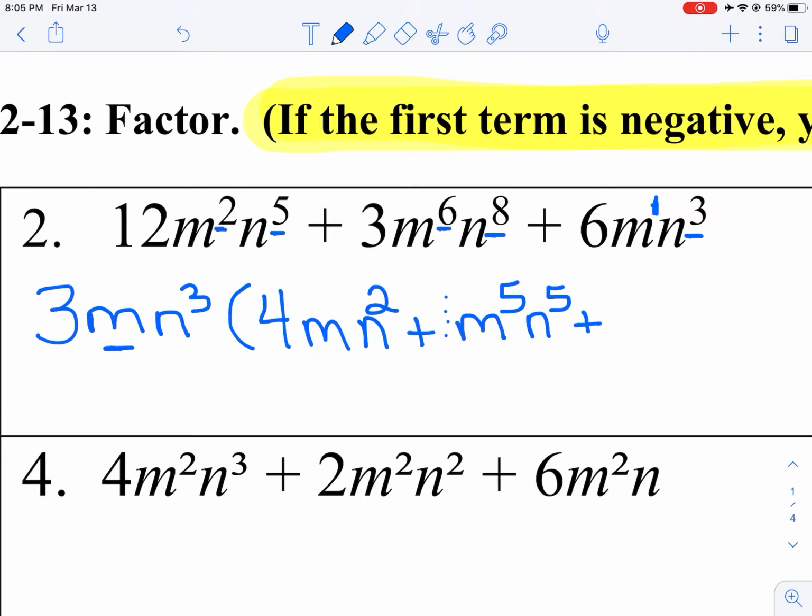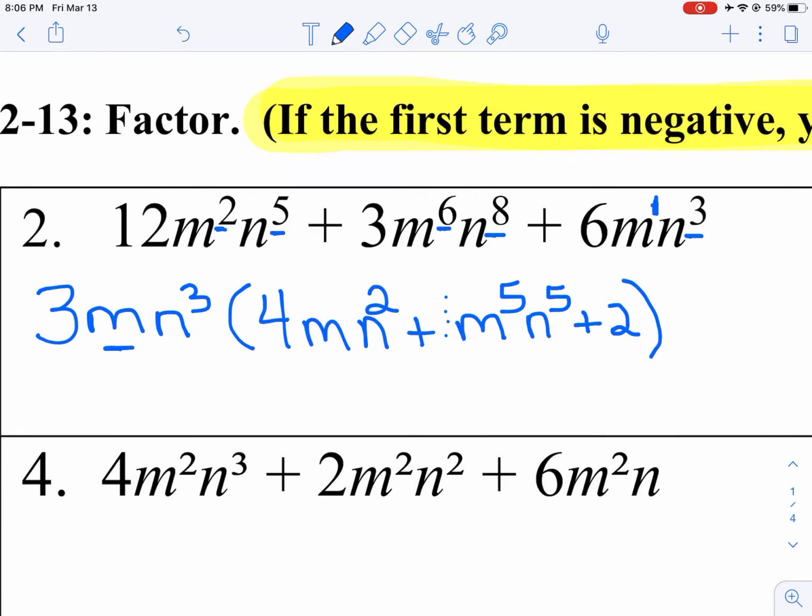Then I look at my 6. 6 divided by 3 is 2. M to the first divided by m to the first, that's just 1. So we don't need to write down an m at all because they've canceled each other out. Then I have an n to the third, I have an n to the third. So n to the third over n to the third is 1. So I'm left with this right here. Now if I was to multiply that through, would I get the original equation? I would. So let's try it another time.